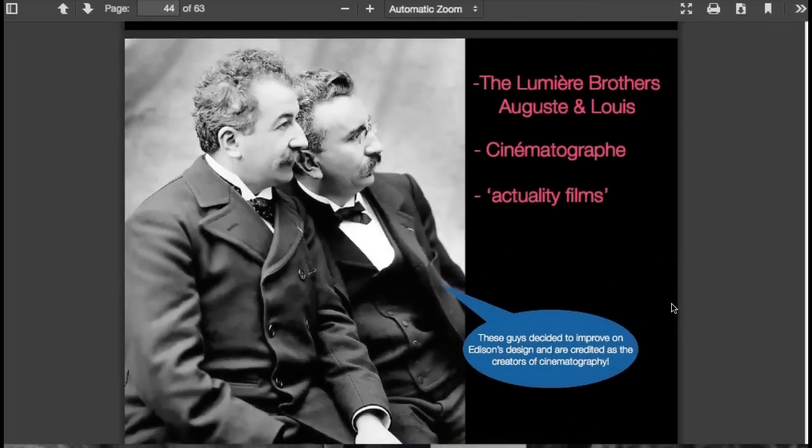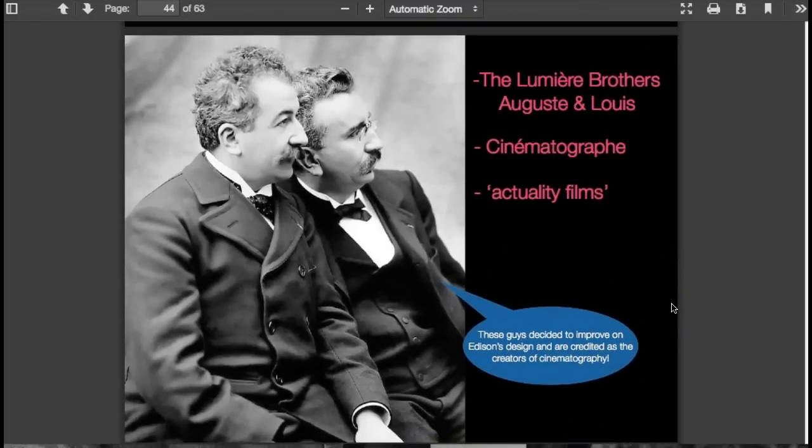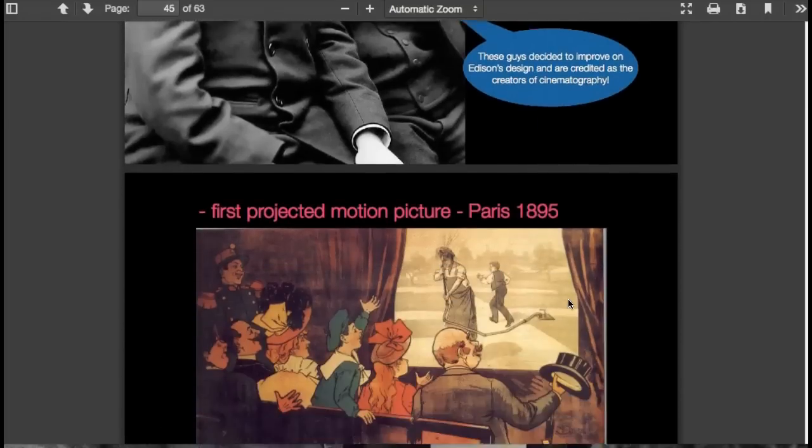And so we have these guys named the Lumiere brothers, Auguste and Louis, and their father actually saw the kinetoscope and said, you guys can do better. They are the ones credited with creating cinematography, or what they called actuality films. They improved Edison's design, made it lightweight, made it mobile, and so they could basically create moving images. They weren't posed in studios, with one machine that had to stay stationary. They could go out in the world, set it up, and capture real life. And so we call these actuality films.